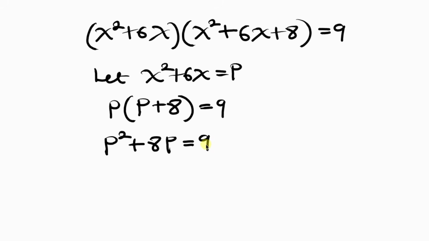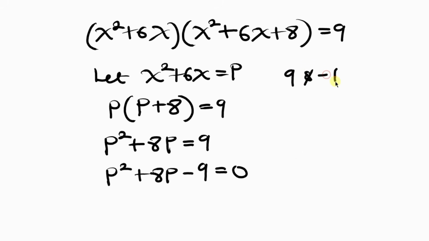We can quickly move this 9 to the left-hand side. So we have p squared plus 8p, and as 9 crosses to the left, it becomes negative 9. And this is equal to 0. Very good. Now notice something. This is a quadratic equation that can be factorized. So how do we factorize this? We look for two numbers that multiply to give negative 9, and those same numbers add up to 8. What are these numbers? We can choose 9 and negative 1.